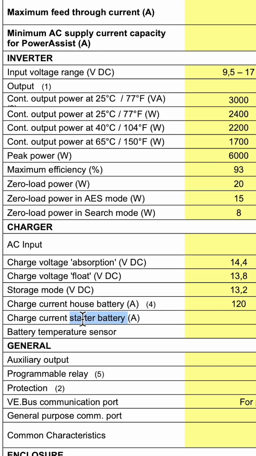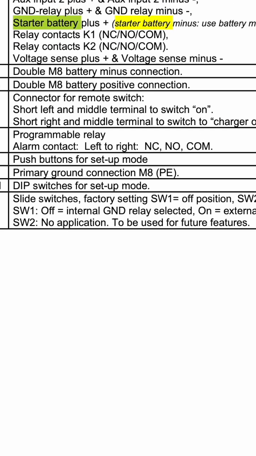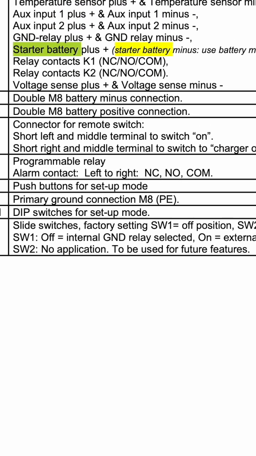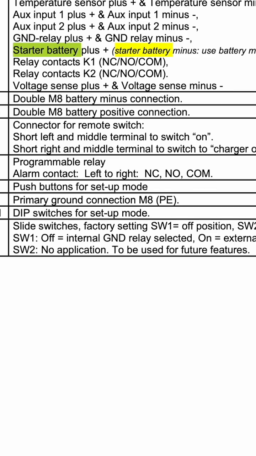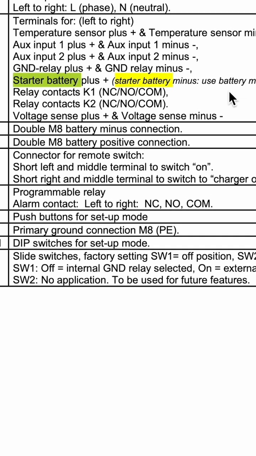Here we're looking at the manual, and we can see that this maxes out at 4 amps, and the voltage is going to be around 13 volts. So just make sure the type of starter battery you have is not going to be messed up by that type of amperage and voltage trickle charging the battery, and you should be good to go.